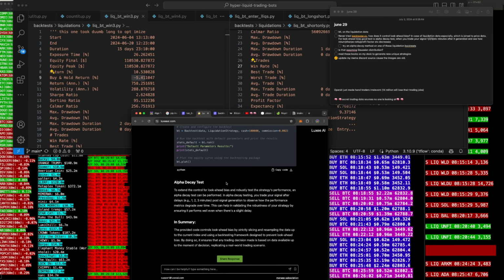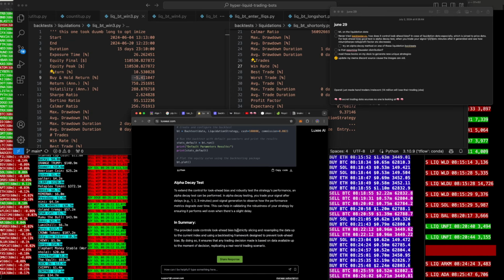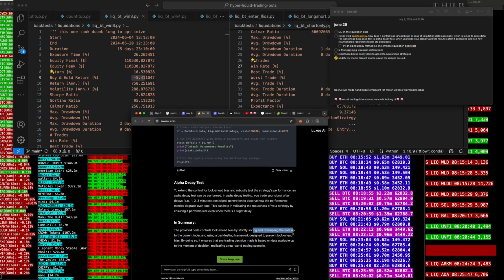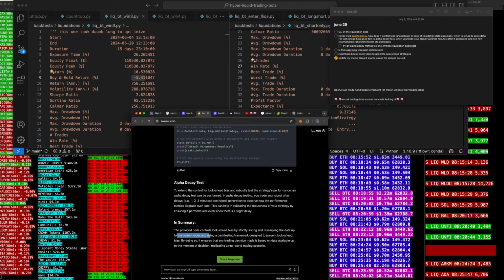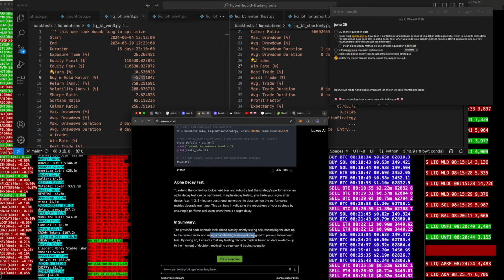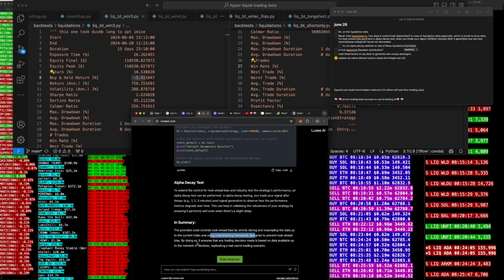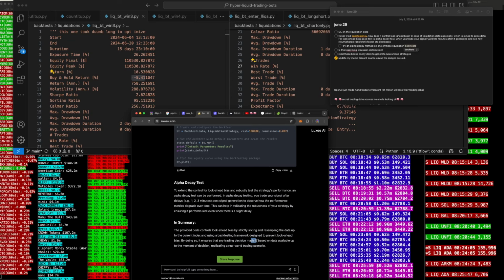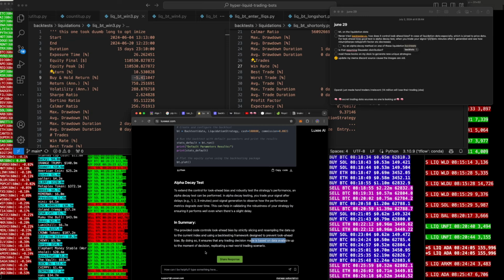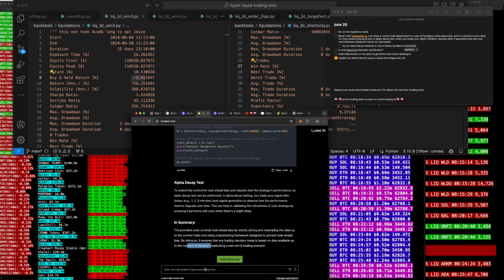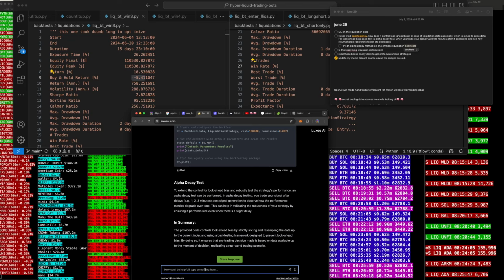In summary, the provided code controls look-ahead bias by strictly slicing and resampling the data up to the current index and using the backtesting framework designed to prevent look-ahead bias. By doing so, it ensures that any trading decision made is based on data available up to the moment of decision, replicating a real-world trading scenario.